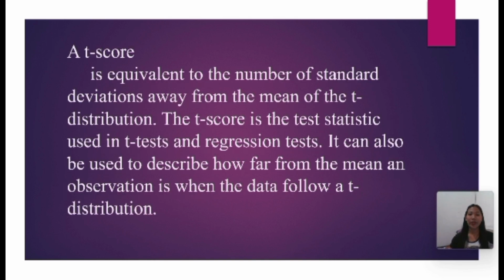A t-score is equivalent to the number of standard deviations away from the mean of the t distribution. So a t-score is like a z-score, but with a different scale. A t-score of 50 is average, and each 10 points above or below represents one standard deviation.